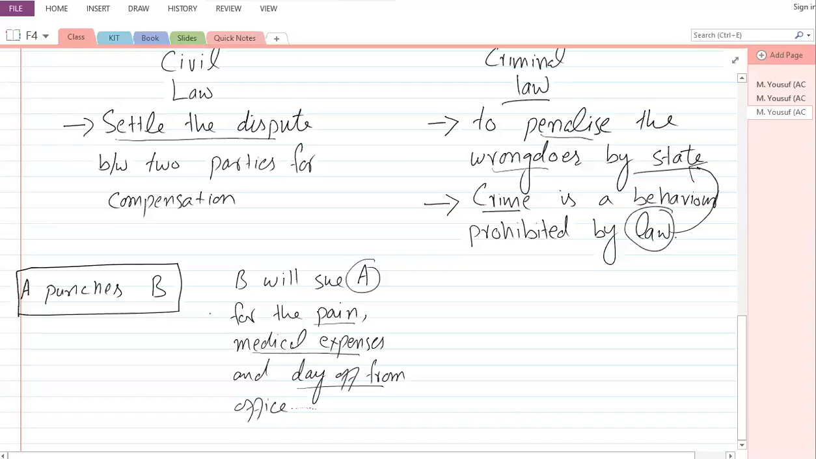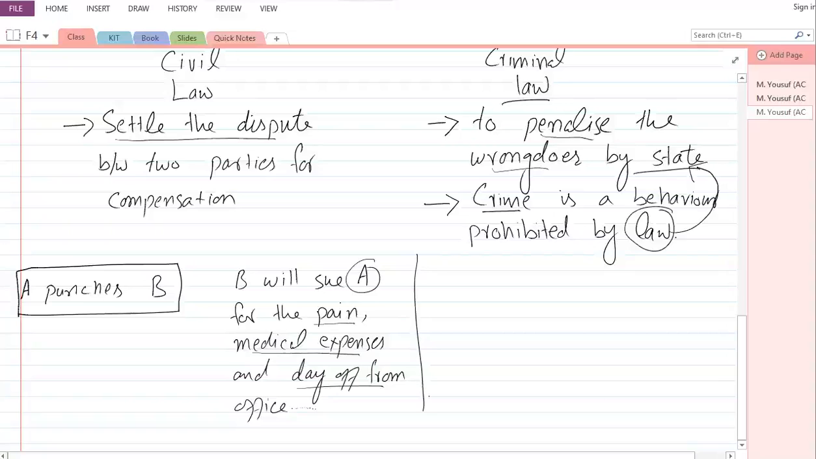So this is a case by B on A. This is a dispute between two parties, and the court will settle it by ordering A to compensate B because he punched B. So this will be a civil case.